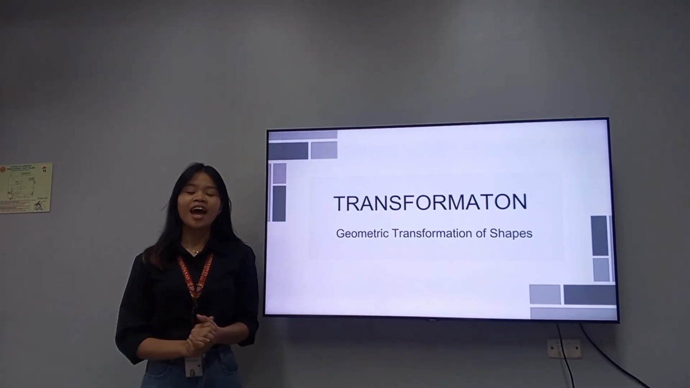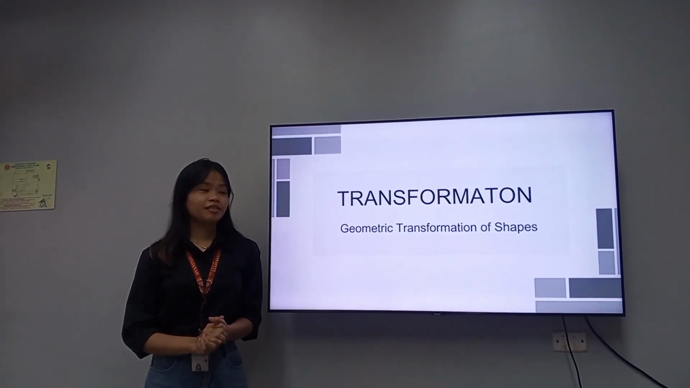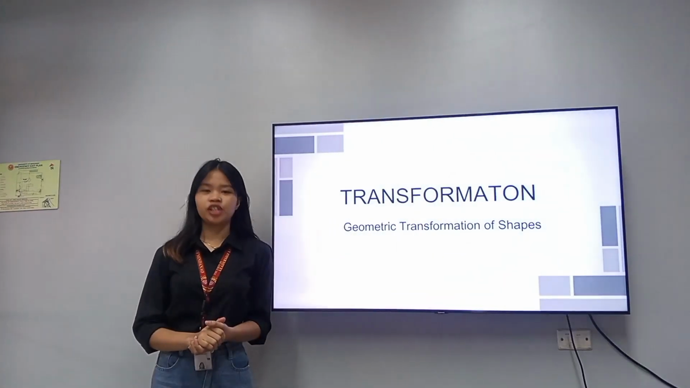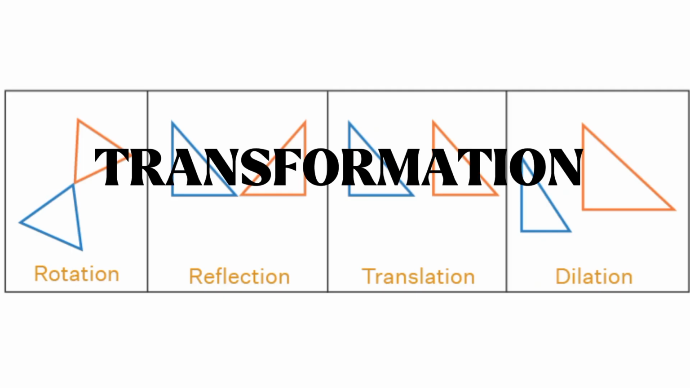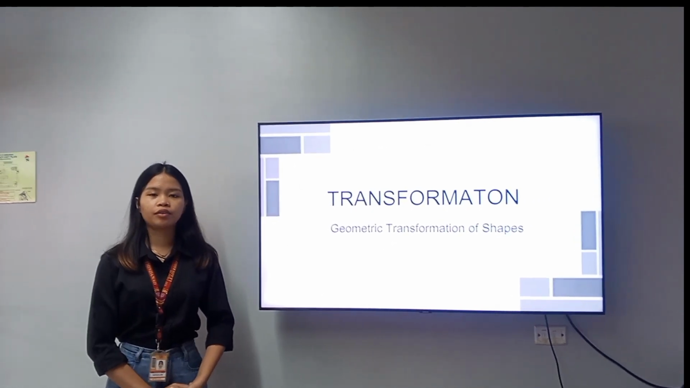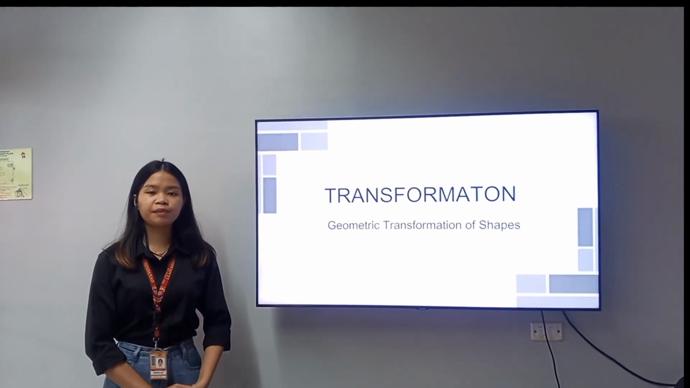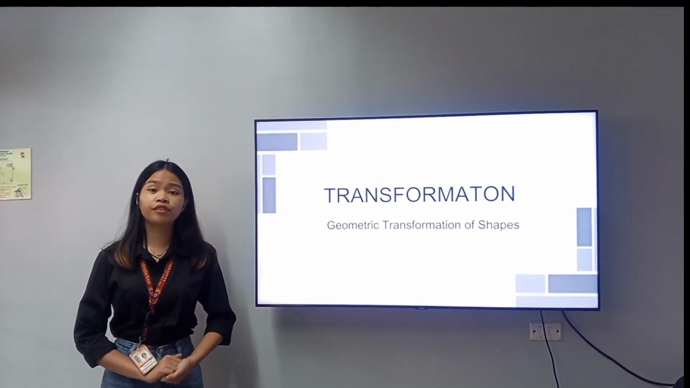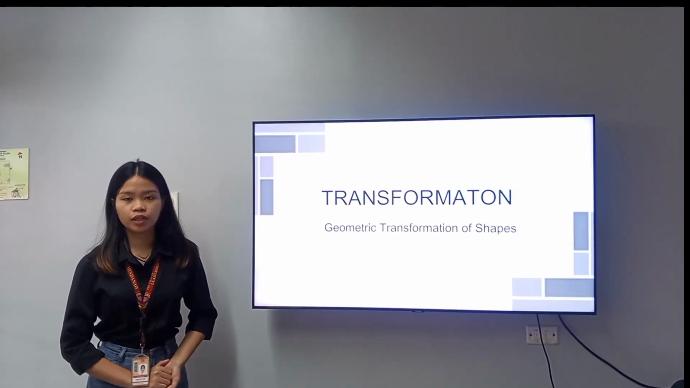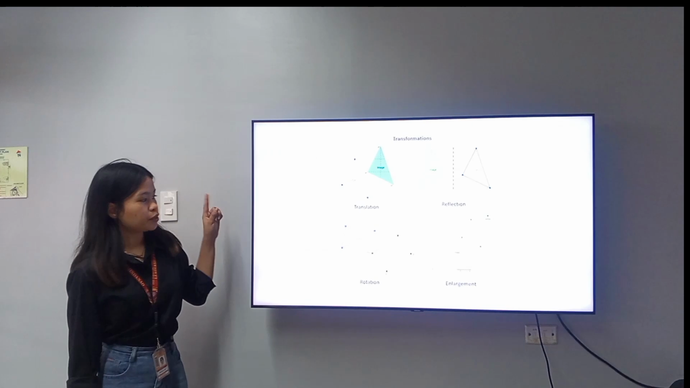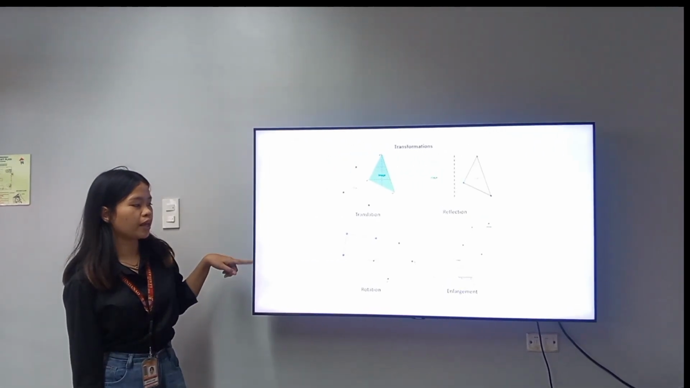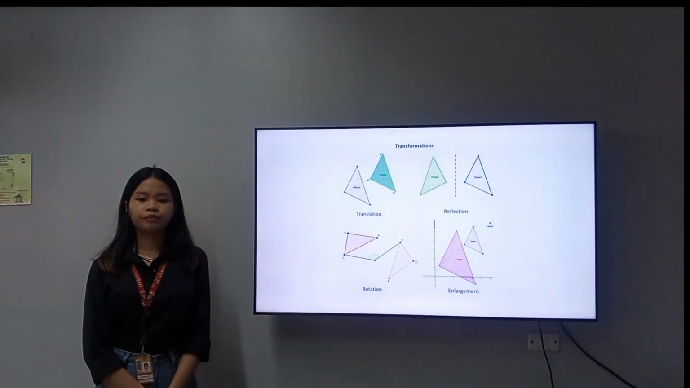Good day, everyone. I'm here in front of you to discuss transformation, geometric transformation of shapes. I am going to discuss geometric transformation of shapes, its different types, and also give real life examples of it. So, here are the different types of geometric transformation: translation, reflection, rotation, glide reflection, enlargement, and reduction.